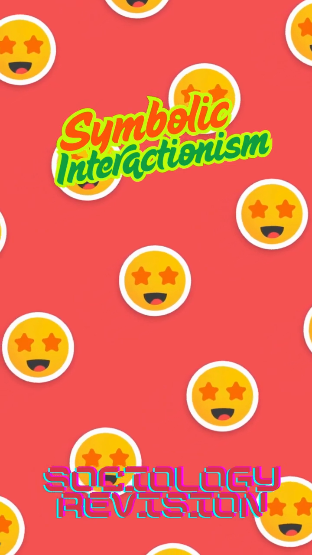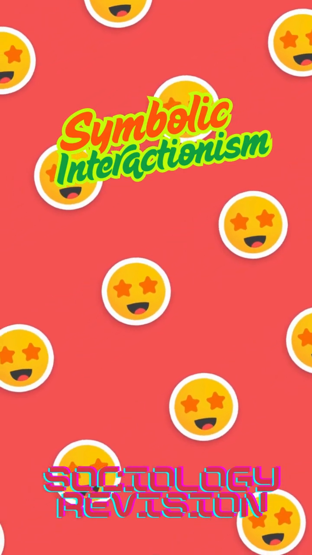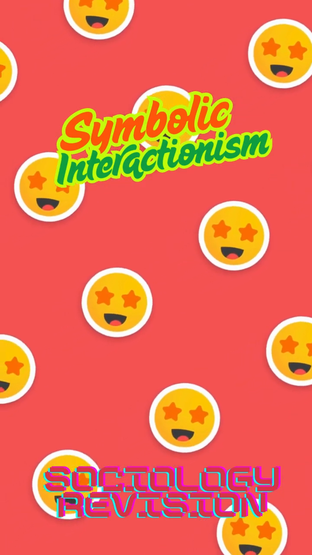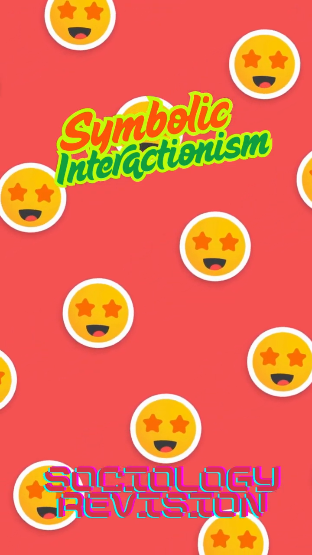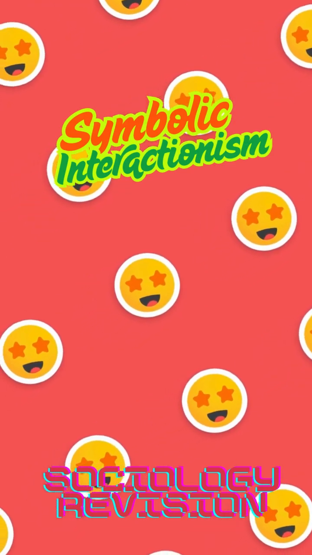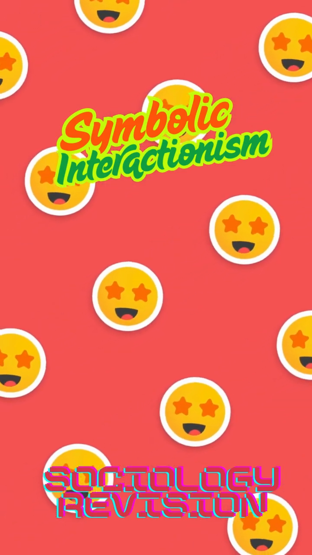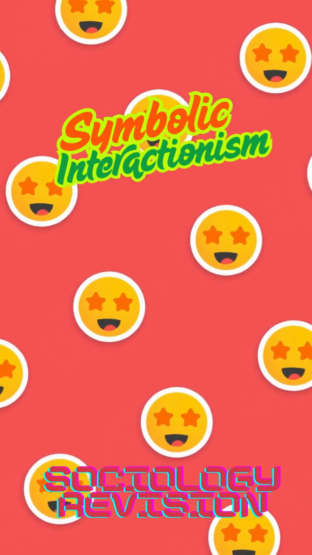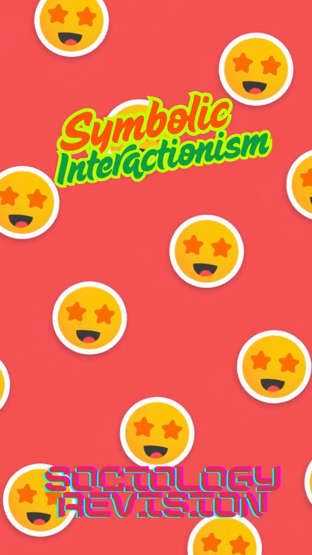Instead of focusing on huge social structures like the government or the economy, symbolic interactionism looks at face-to-face interactions and the meanings we give to symbols. Symbols can be anything, words, gestures, objects, that have a shared meaning within a culture. These meanings aren't built in. They come from social interaction. For example, a thumbs up only means good job because we've all agreed on that meaning.